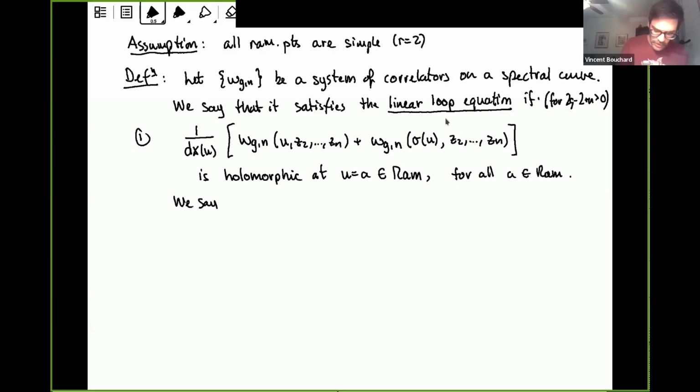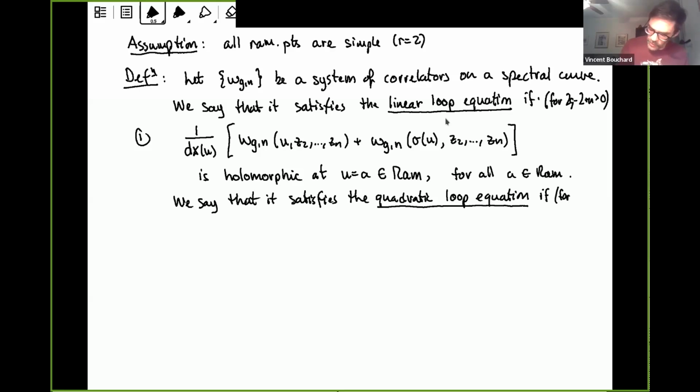The quadratic loop equation is the following. So we say that it satisfies the quadratic loop equation if, again, for 2g minus 2 plus n greater than 0. I don't know if you can read. And now the condition is similar but slightly more complicated. So now I'm dividing by dx of u squared, and then I'll have the following expression, which will remind you of something.